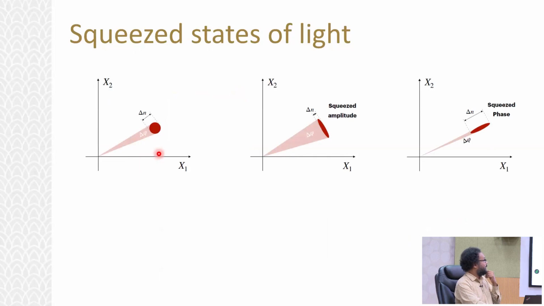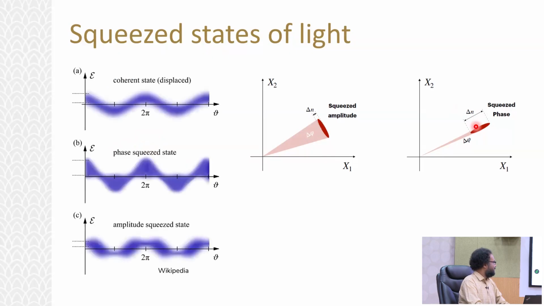So now if I take a coherent state, it's going to look like this. A state which has squeezed amplitude will look like this in the phase space representation. As you can see, there is squeezing in this direction, so you're increasing the certainty in the measurement of the number of photons, but you have to give up the precision on the phase, or you can also have squeezed phase states.